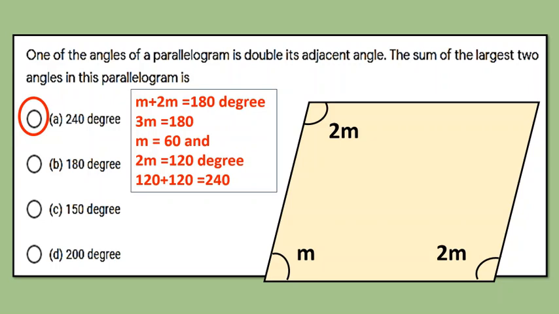Now M plus 2M is 180 degrees. You have studied that, no? Adjacent angles are supplementary. Use that. 3M is 180, so M is 60. So one angle is 60 degrees, and another, 2M, is 120 degrees. Now what is the question? Each angle is 60, 120, 60, 120. But the question is the sum of the largest 2 angles. So that 2M and 2M you should find together. 120 and 120, 240 becomes the answer.